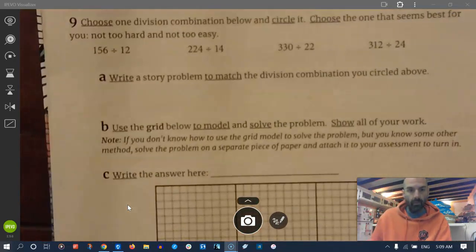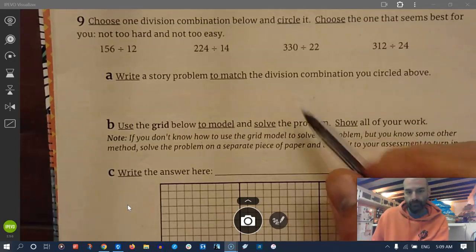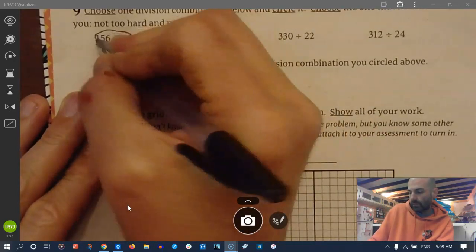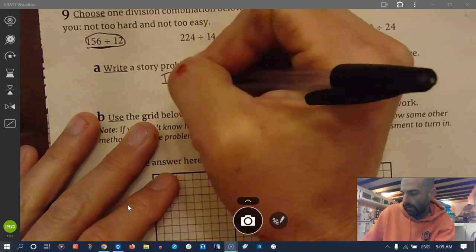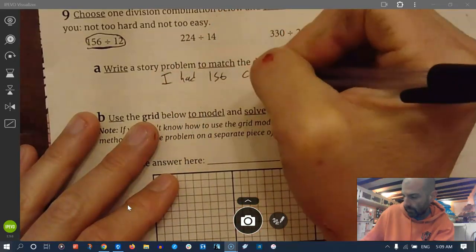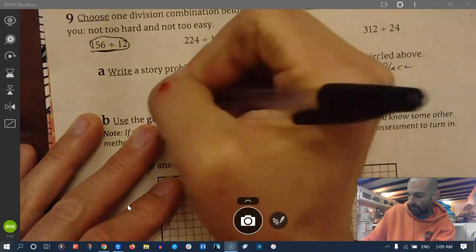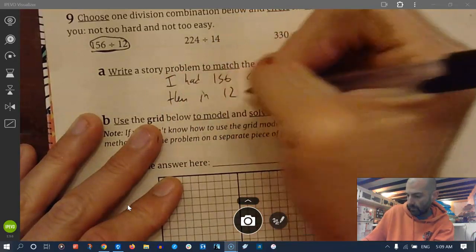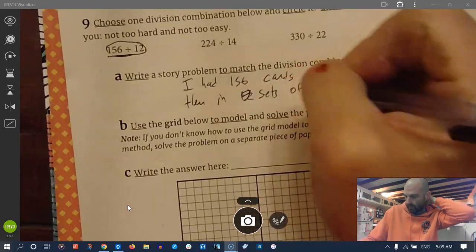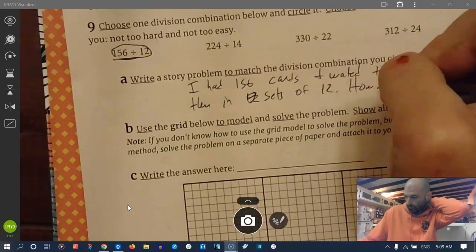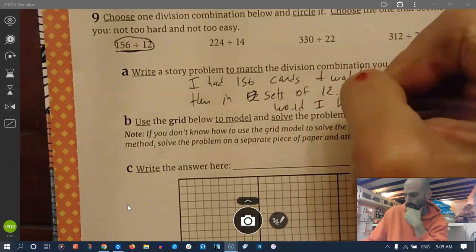I'm just going to walk through one of these, and then I'll have the answers. So for the story problem, I'll just start here with this 156 divided by 12. I had 156 cards and wanted to place them in sets of 12. How many sets would I have? Again, your problem is going to be different.